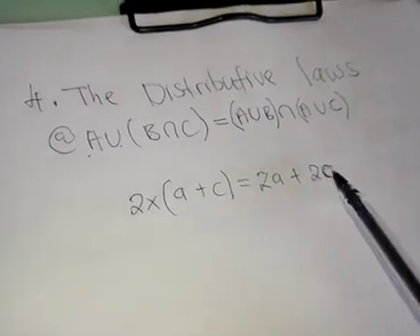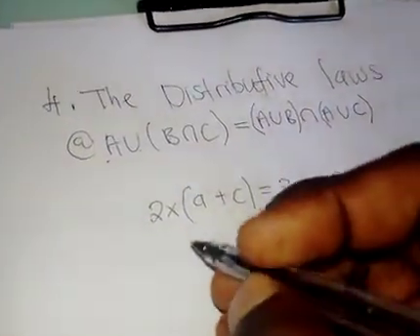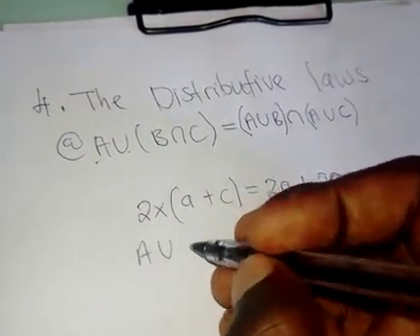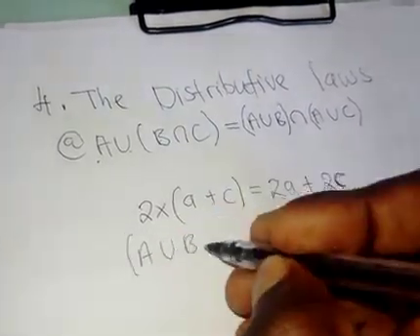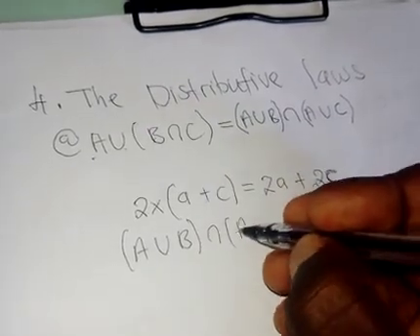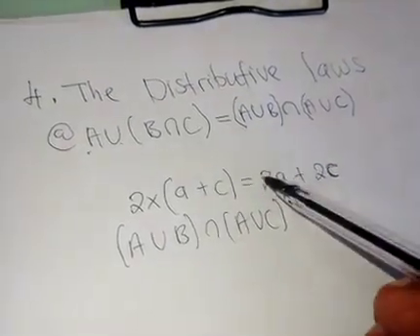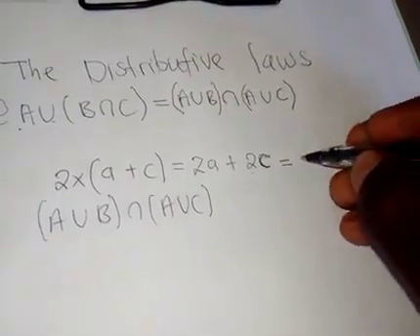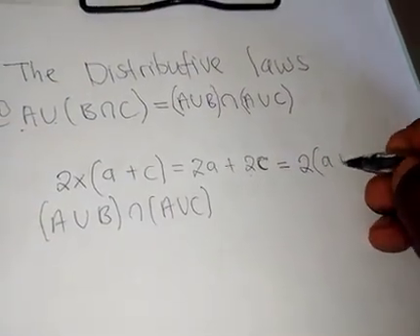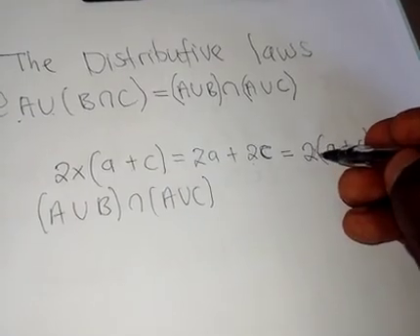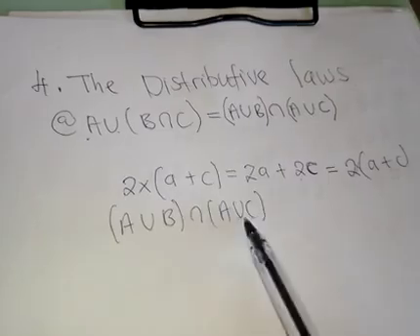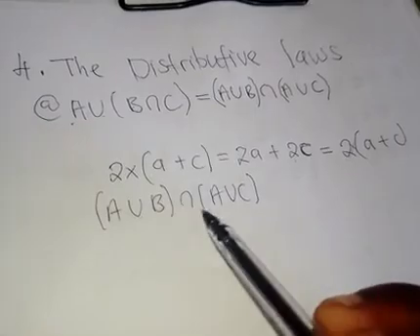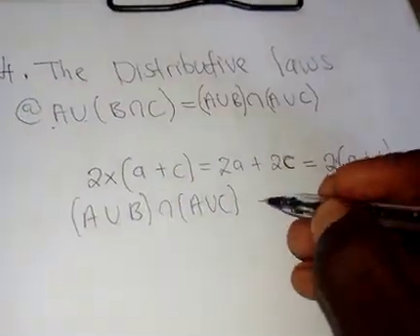Then you can factorize back if you want. If we have the same (A union B) intersect (A union C), let's start with the algebraic expression. We can factorize 2. We can say 2 times (A plus C). So in between there, there's multiplication. The same thing can apply here. We can get back to that. We check what is common there: A union. We simply say A union.